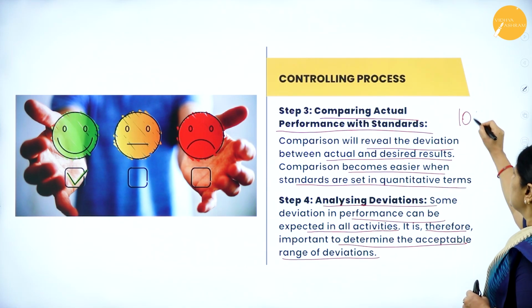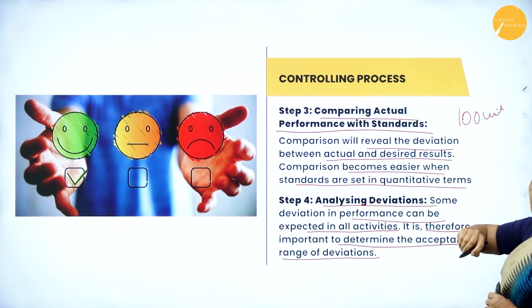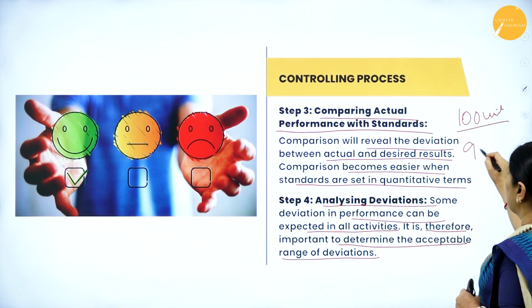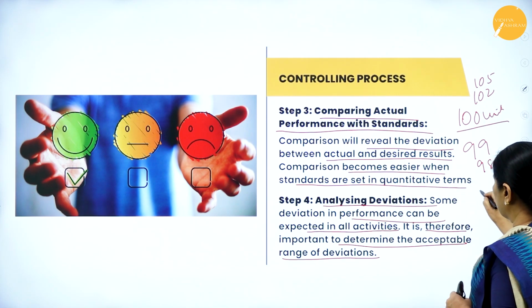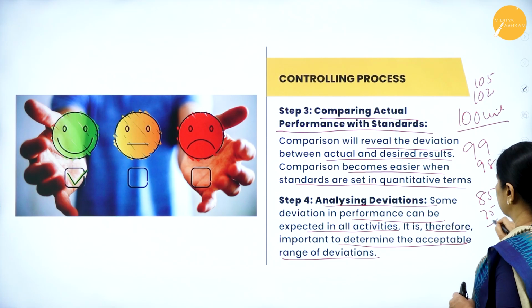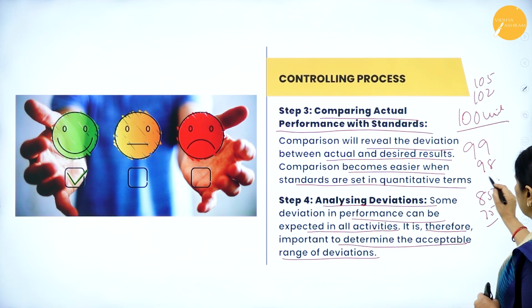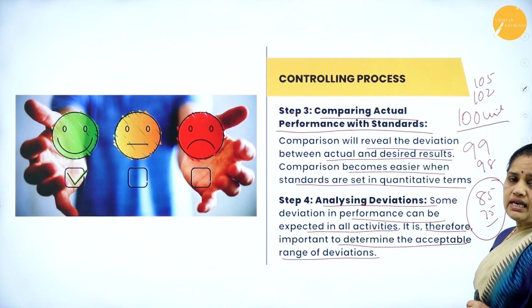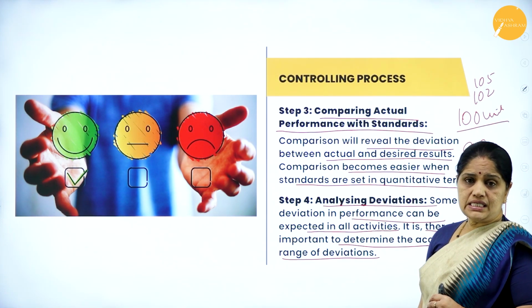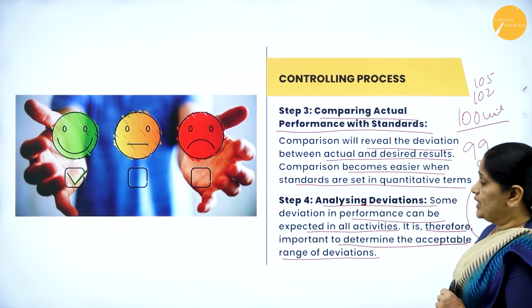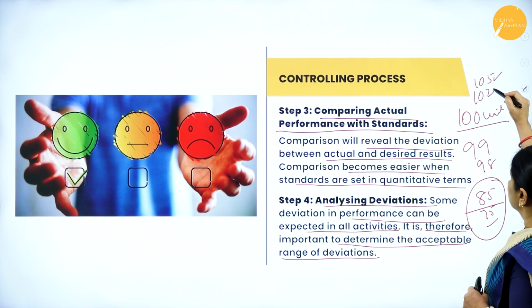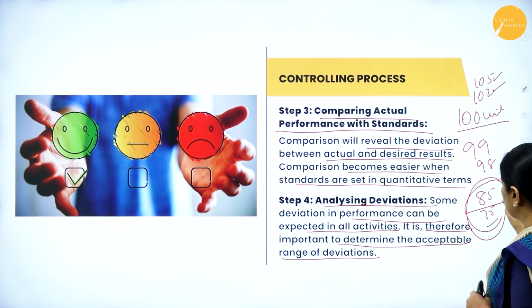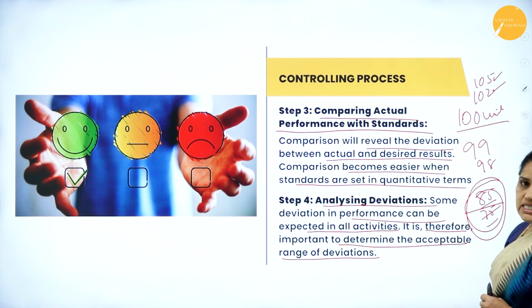Now, suppose you have a standard of 100 units for the employees every day. Then suppose some have reached 99 or 98 units while others have reached 105, 107 units. Then there are some people who are just able to reach 85 or 75. For these people, we have to see why they are not able to reach the standards. What is the cause for the deviation? We will be thinking about why some people are able to reach 105 and 102, whereas others are not able to reach the standards.